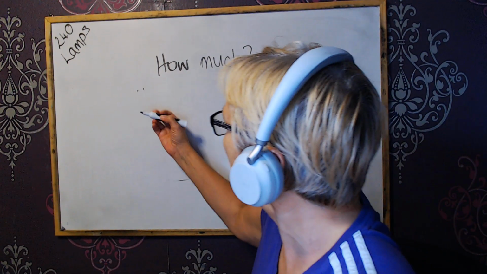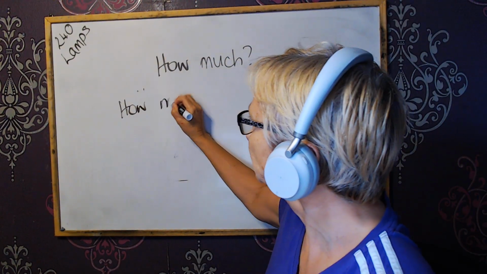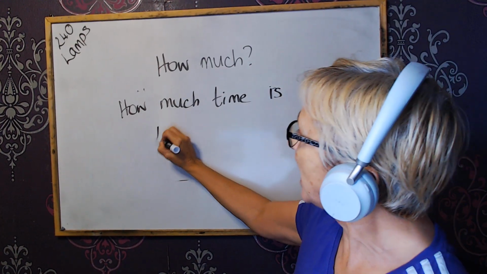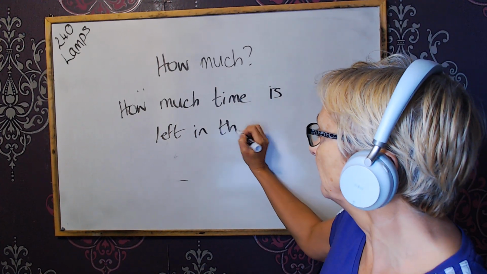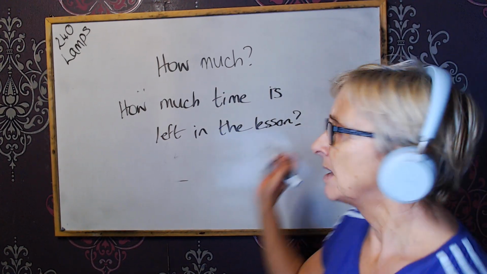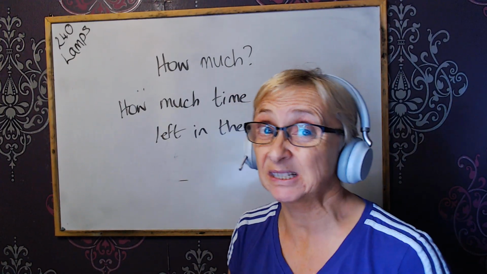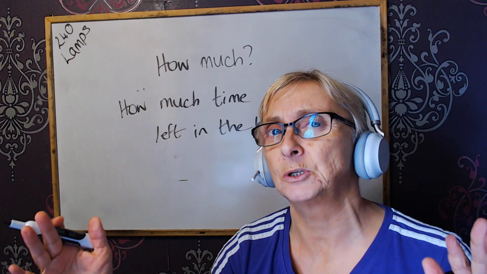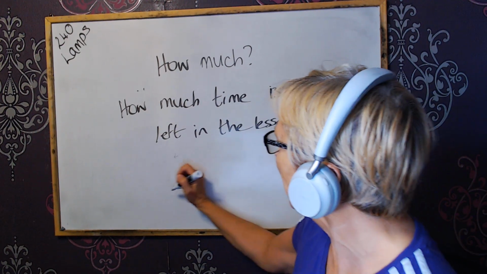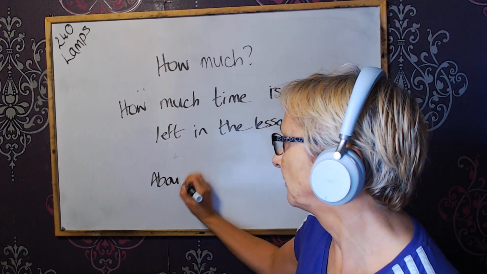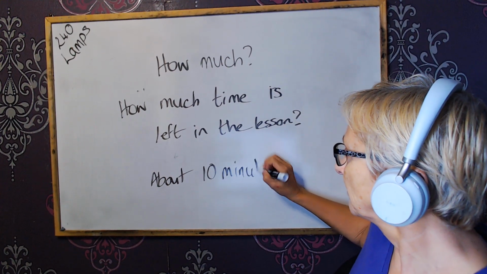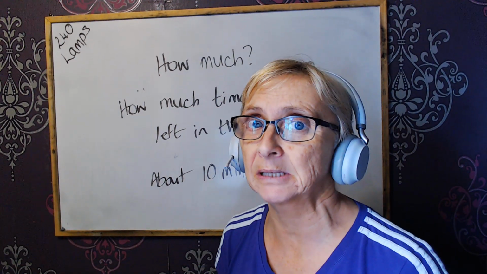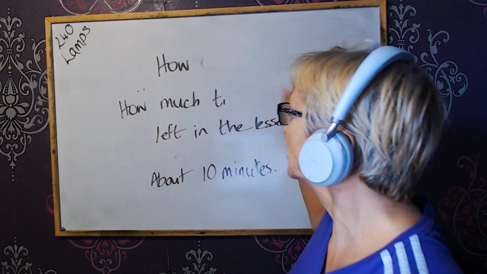So I could ask the question, how much time is left in the lesson? Again, we still need a number. How much, how many, but because we've used how much, time we can't count. It's uncountable. So you could say about 10 minutes. Because it's uncountable, I can't tell you exactly how much is left in this lesson. About 10 minutes. So that's how much.